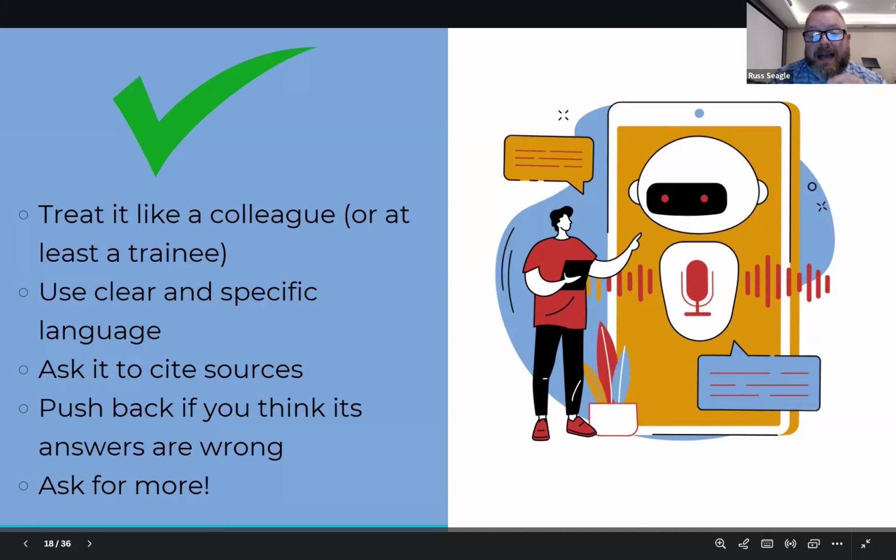You can ask AI to cite its sources and it will give you better results. If it knows you're going to check its homework, it will give you better product. If you think it's wrong, you say, I don't think this is right. Can you do this again? Show me your homework. Prove that this is the right answer or the best answer.